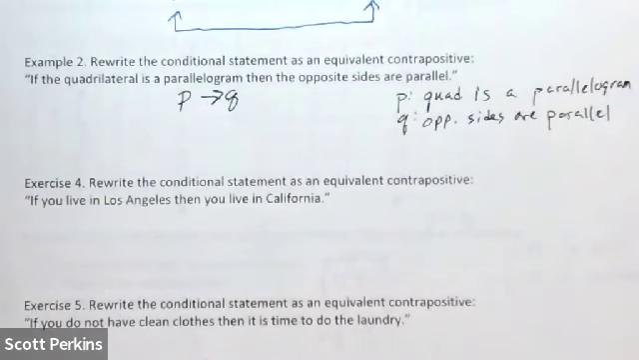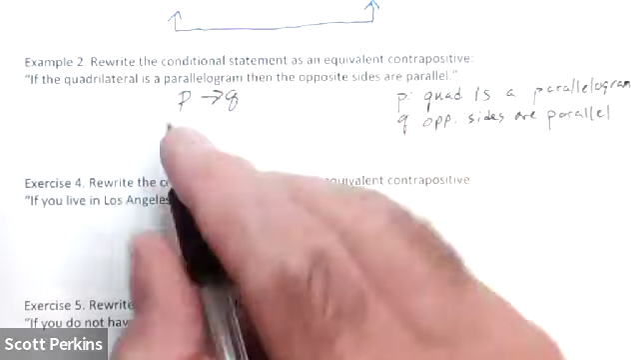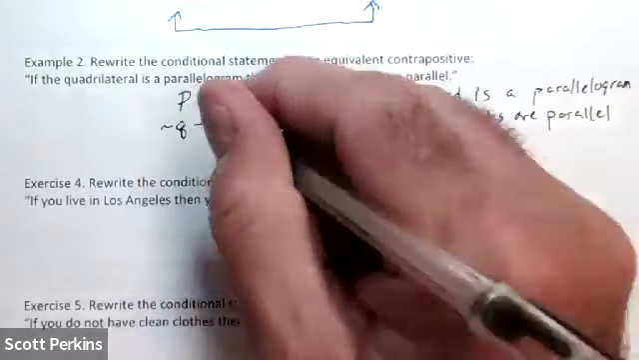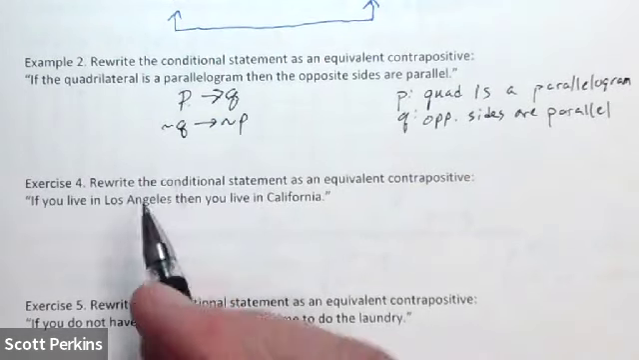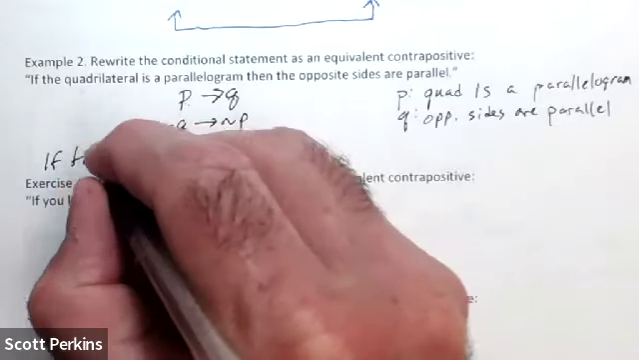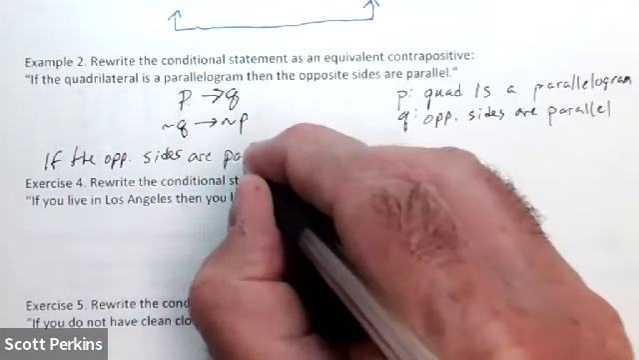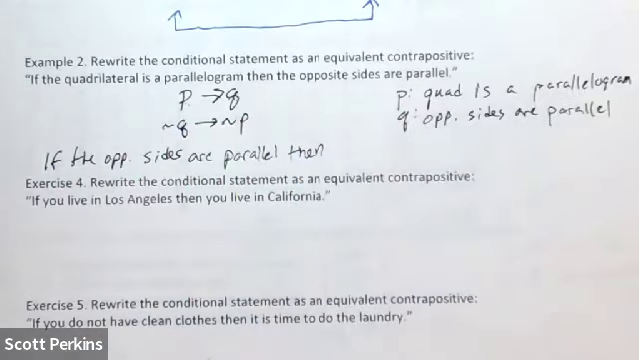Well, looking up at the table above, okay, what is the contrapositive? Well, the contrapositive, okay, is this. I'm going to flip the order of the statements, and then I'm going to negate both. So instead of Q, I'm going to have squiggly Q over here. And then instead of P, I'm going to have squiggly P right there. And now I'm just going to write this in words. So what this says is if the opposite sides are parallel, if squiggly Q, then the quadrilateral is not a parallelogram.